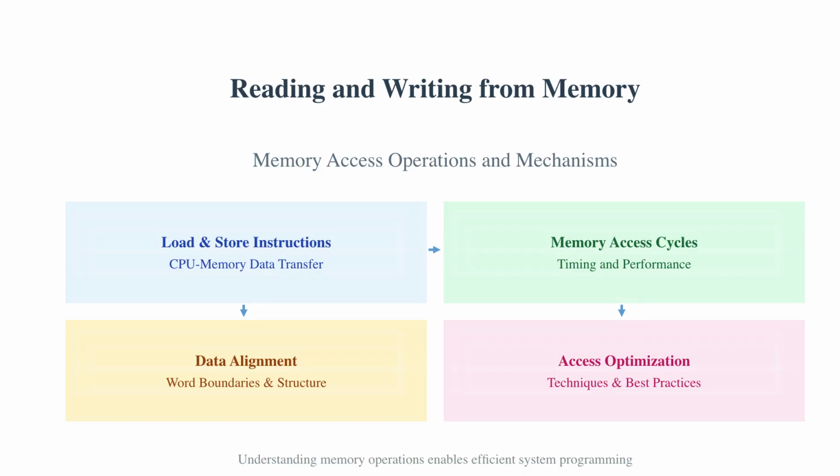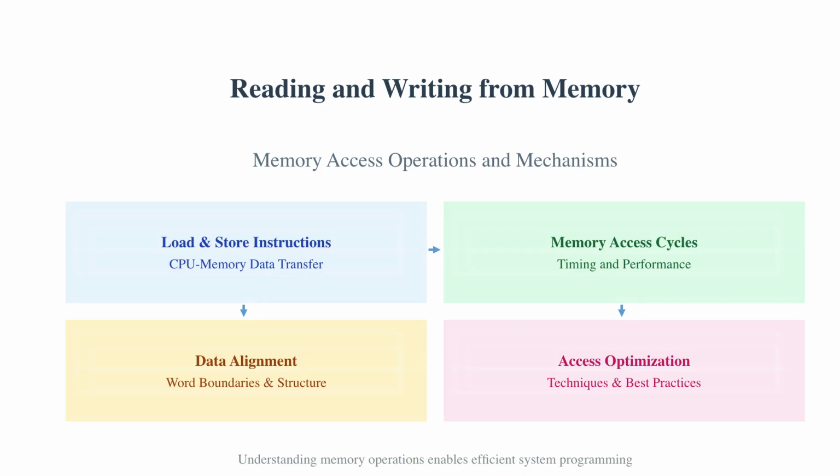Memory access cycles determine the timing and performance of these operations. Each memory access follows a specific sequence: address setup, memory selection, data transfer, and completion. Understanding these cycles helps us optimize our programs for better performance. Data alignment is crucial for efficient memory access. When data is properly aligned to word boundaries, the CPU can access it in fewer cycles. Misaligned data often requires multiple memory accesses, significantly impacting performance.